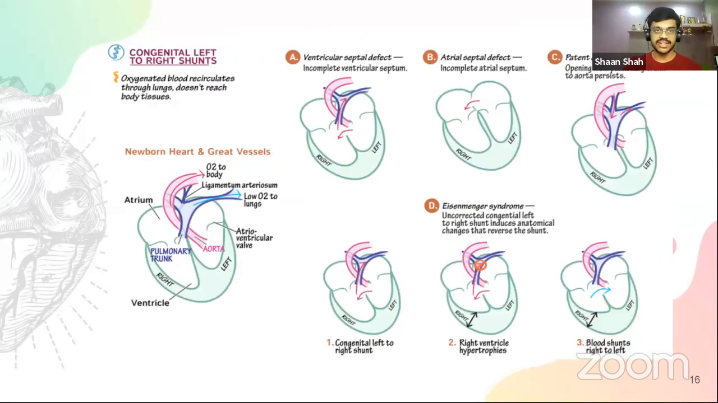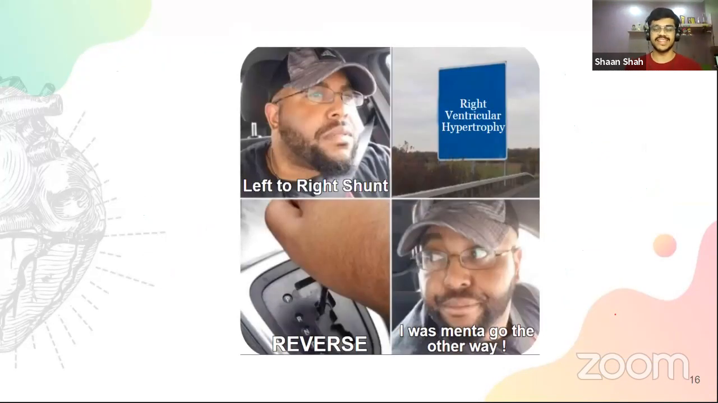So here is the congenital left to right shunt. Oxygenated blood recirculates to the lung and doesn't reach the body tissue. The examples are ventricular septal defect, atrial septal defect, and patent ductus arteriosus. Here is the Eisenmenger syndrome, which, as we have learned, is where an uncorrected congenital left to right shunt induces anatomical changes that reverse the shunt. So we have a left to right shunt, right ventricular hypertrophy, and blood shunts right to left. Here is a meme to remember the Eisenmenger syndrome.